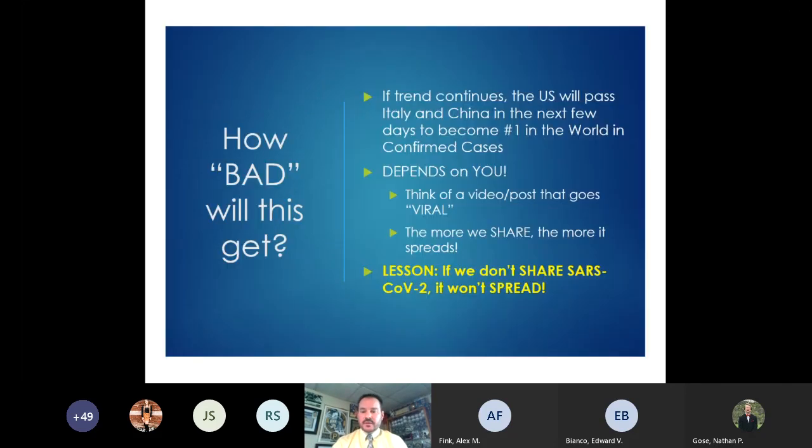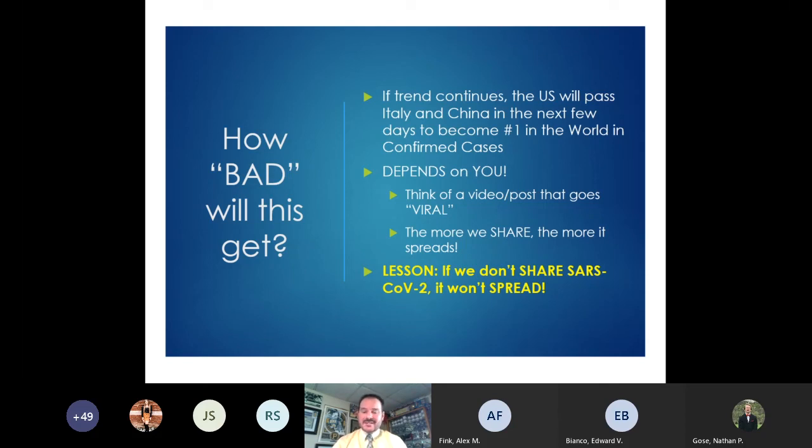Let me finish with this slide, and then I will try to answer some of those questions. So how bad will this get? That's the question you want to know. The reality is nobody knows. There are some predictions out there of when this thing will peak. I've seen 3 weeks, 6 weeks, 8 weeks, just in an article I read this morning. Nobody knows. It's all speculative at this point.